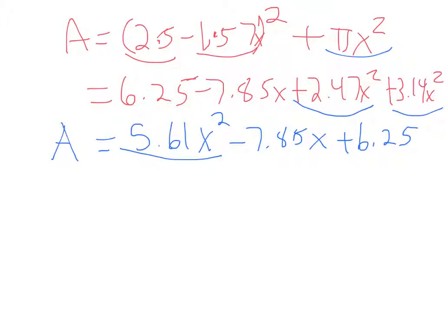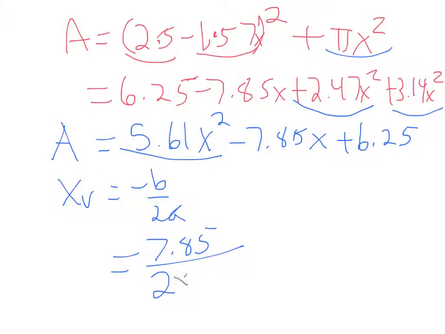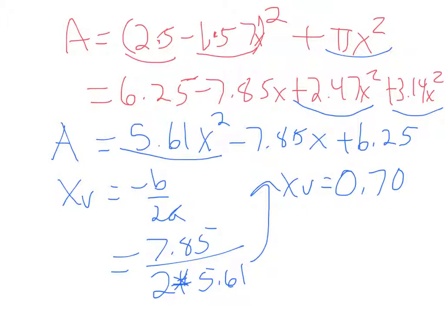It's interesting. So let's do the x value of the vertex, which is negative b all over 2a. b in this case is negative 7.85, so negative b is 7.85, all over 2 times 5.61, and that will equal 0.70 centimeters.